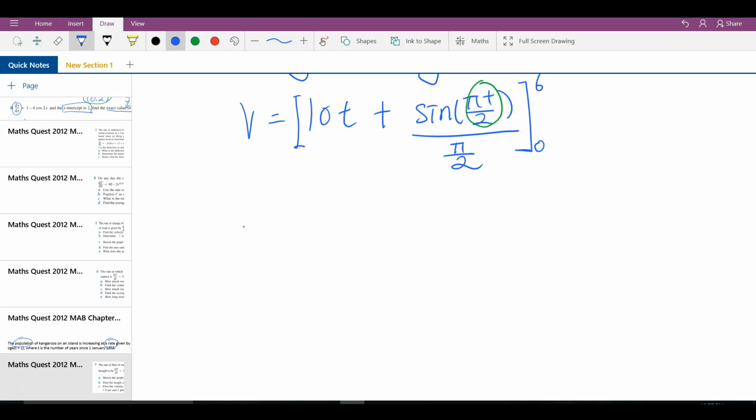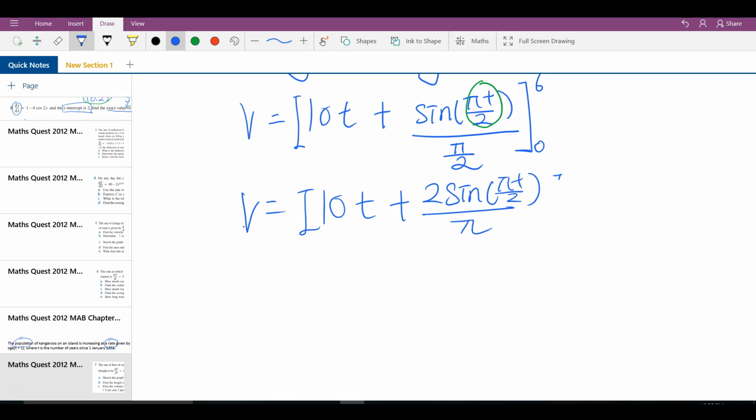Now let's just make the inside look better. So v is equal to 10t plus 2 sine pi t over 2, all over pi. Remember what I said last time? a over b over c is equal to a over b times c, which is equal to ac over b. So we got our a here, b here, c here. After that, we have to sub the values in.